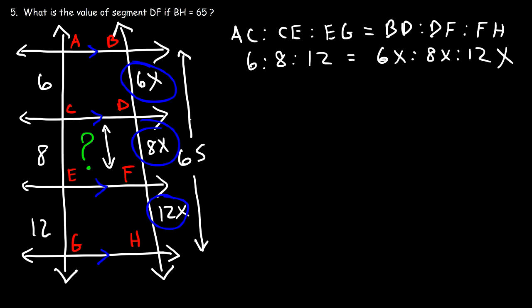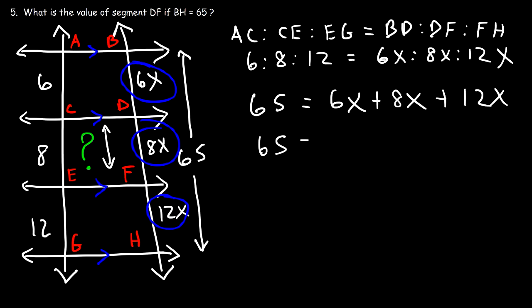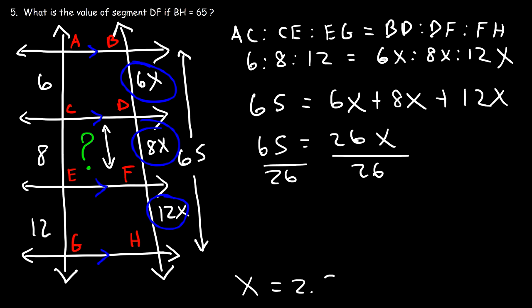So what we need to do is set the sum of these 3 values to 65. So 65 is equal to 6x plus 8x plus 12x. 6 plus 8 is 14, and 14 plus 12 is 26. So now let's divide both sides by 26. 65 divided by 26 is 2.5. So this is the value of x.